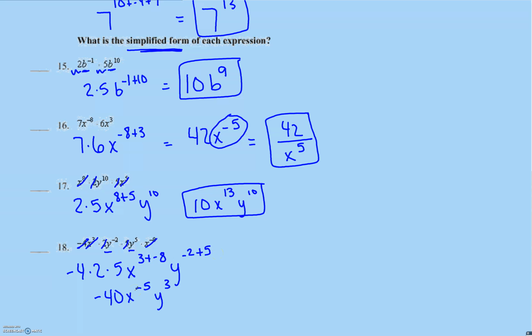Again, I don't want to have a negative exponent, so I move it to the bottom. My 40 stays. Even though the 40 itself is negative, its exponent is just a 1, which is positive. The only exponent I move is my negative exponent. So my x to the 5th goes to the denominator, becomes positive. My y cubed stays there.